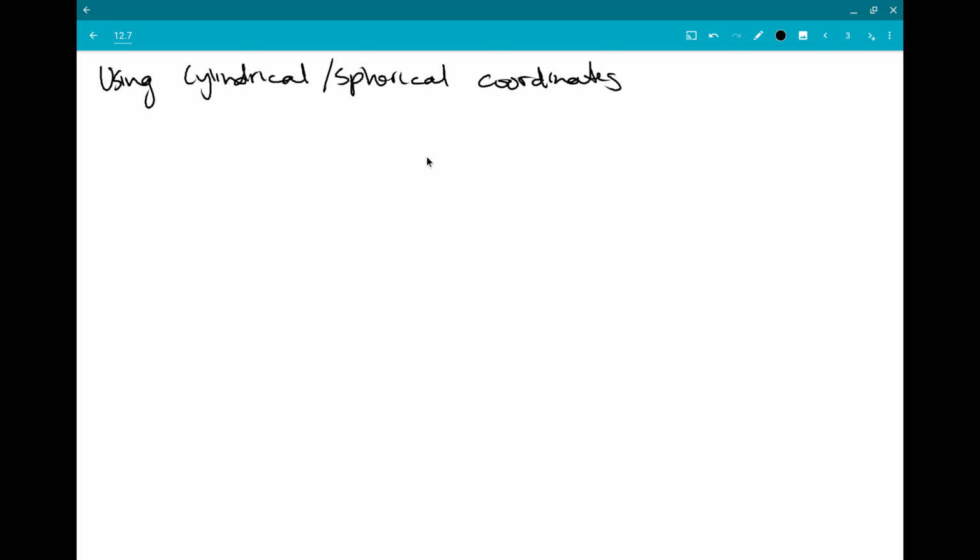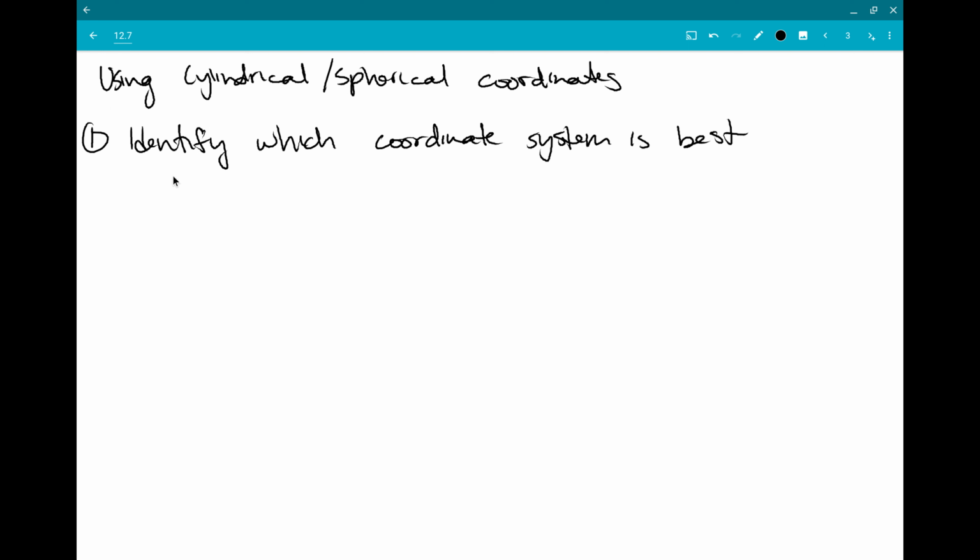So real quick, we're just going to talk about how you use cylindrical and spherical coordinates. This should feel really familiar to you from when we learned how to use polar coordinates. So the first part, and maybe the hardest, is identifying which coordinate system is best.